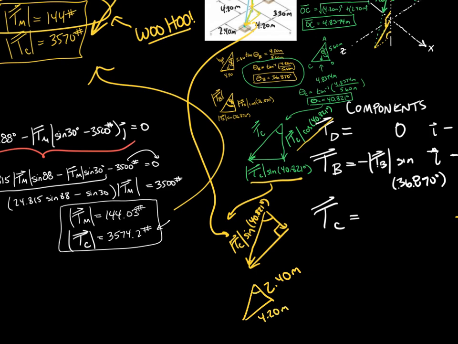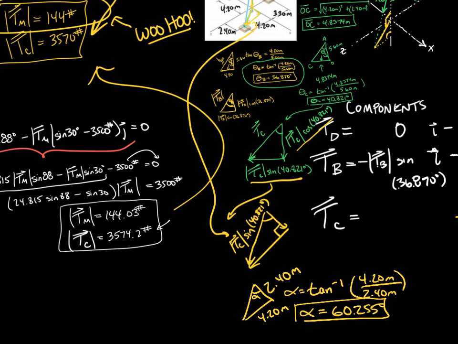So let me go ahead and get that angle. How are we going to do that? It's going to be the inverse tangent. I don't know what to call that angle, so let's just call it alpha. Alpha equals the inverse tangent of the opposite, 4.20 meters, divided by 2.40 meters. Alpha equals 60.255 degrees. Now we're going to put that back onto this triangle.